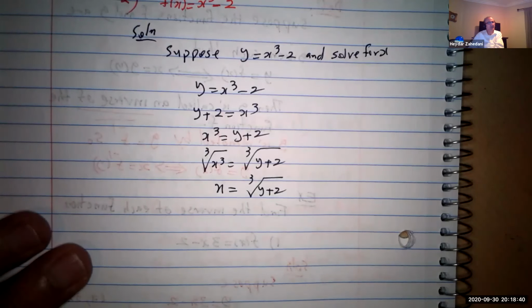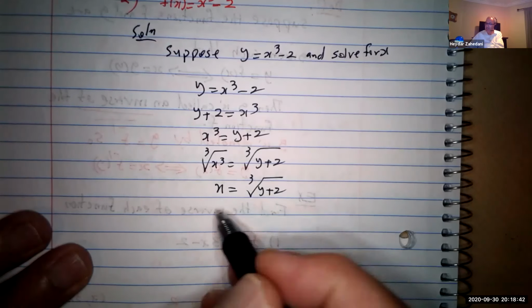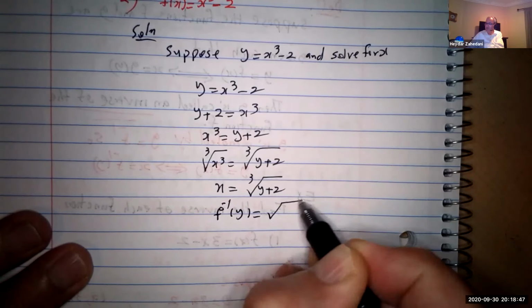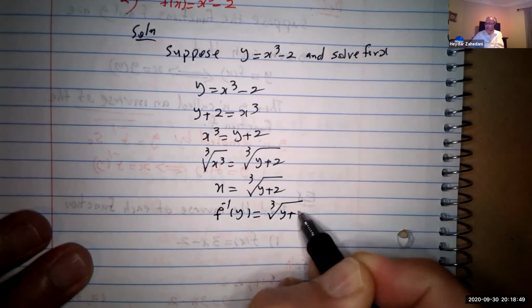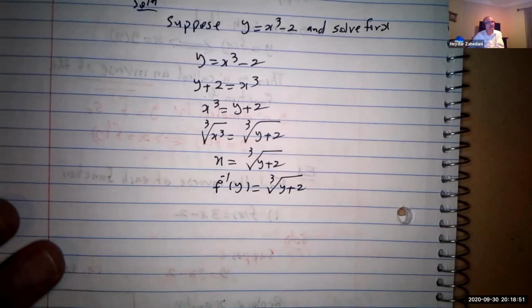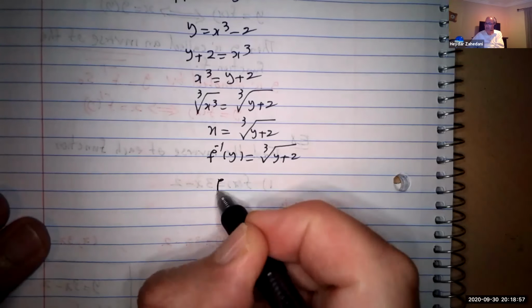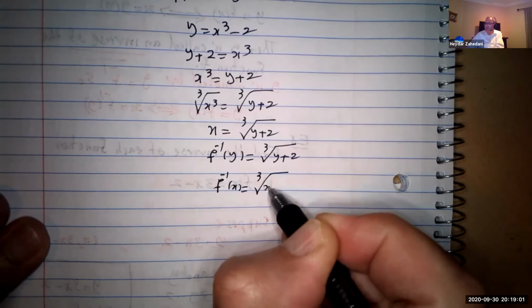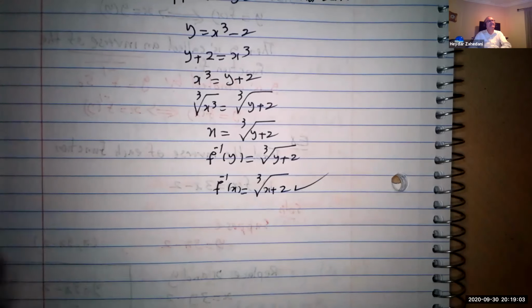Okay, the definition that I have. So this is f inverse, but f inverse of y equals the cube root of y plus 2. Why? Because f inverse is a function of y, it's not a function of x. But if you'd like to change it to x, it doesn't matter, change it to x. f inverse of x gives you the cube root of x plus 2. And then you're done.